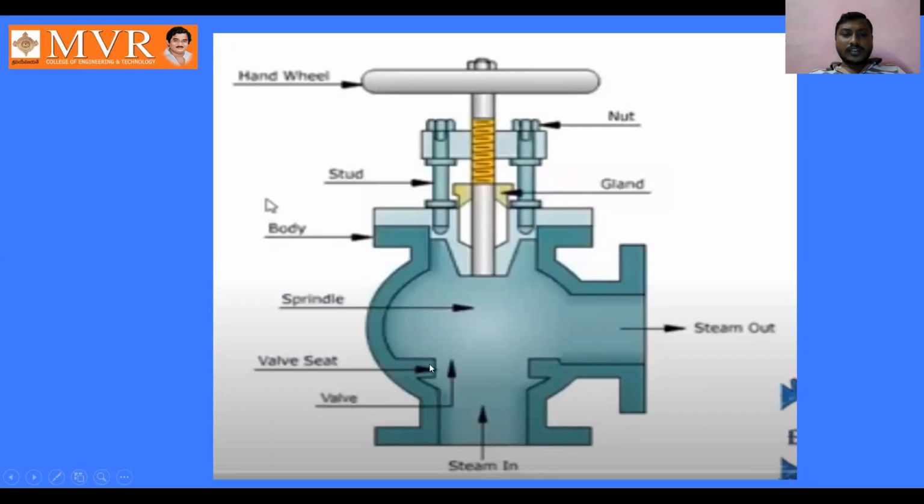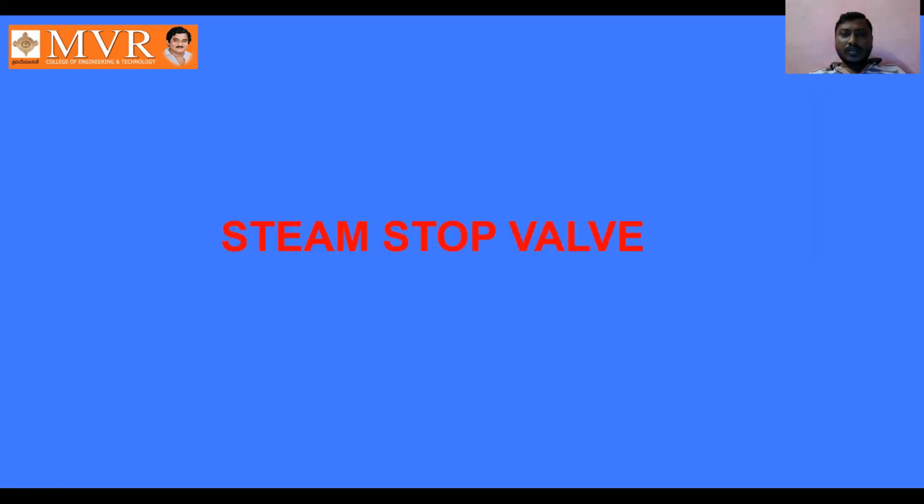And this is the valve seat. And this is the valve here. And this is the steam in, where the steam is going to enter from the boiler. These are some of the components of the steam stop valve.